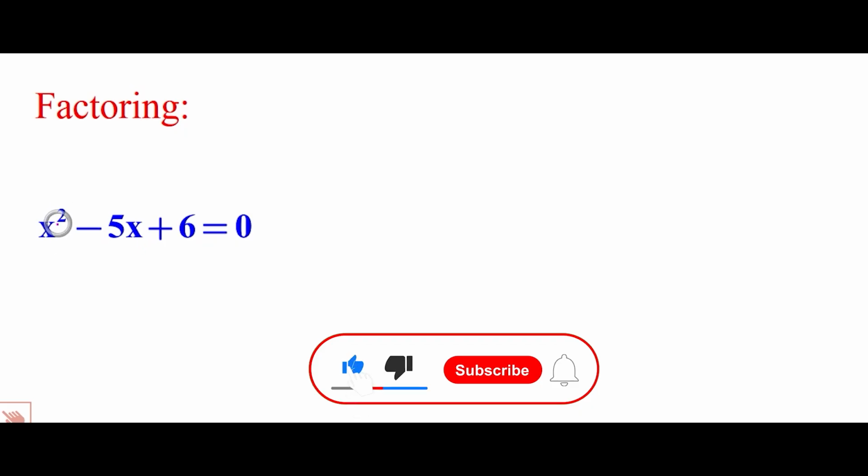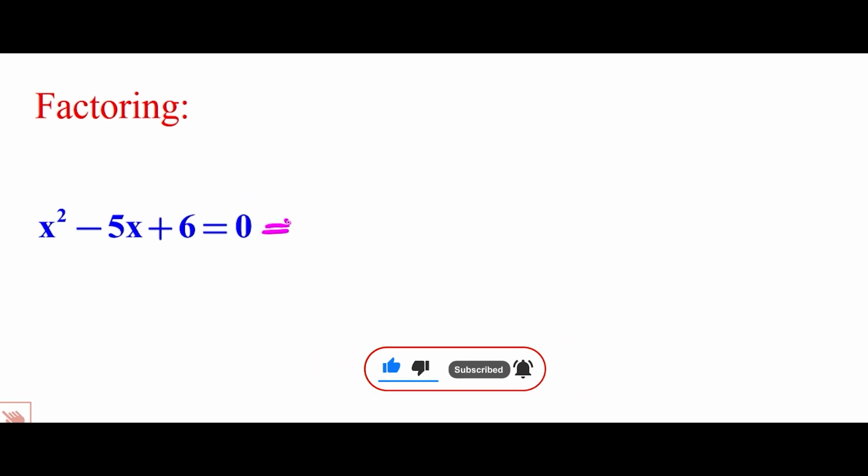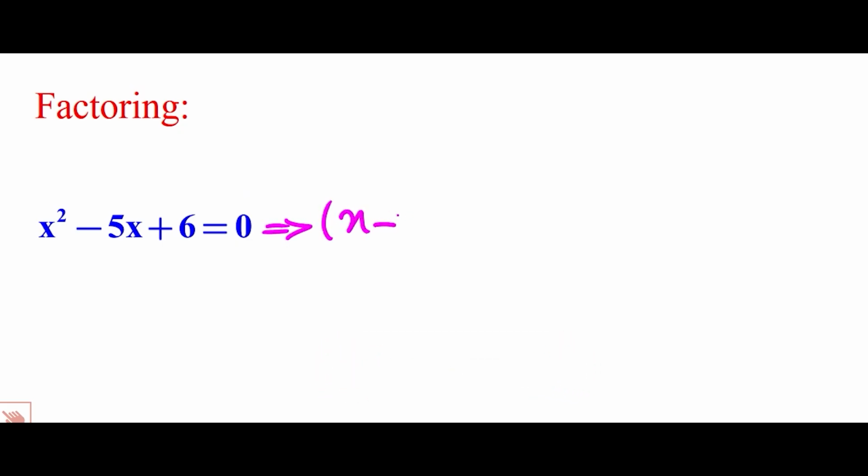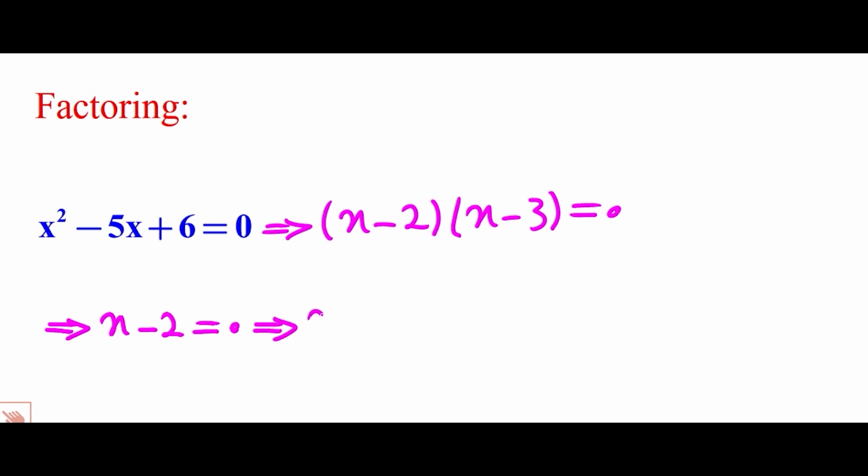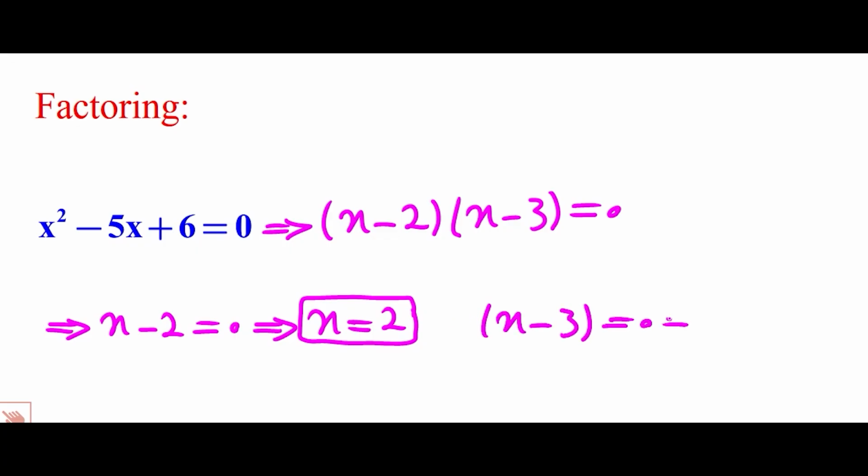factors. For example, x squared minus 5x plus 6 equals 0 can be written as x minus 2 times x minus 3 equals 0. Now we use the zero product property, so x minus 2 equals 0, so x is 2, or x minus 3 equals 0, so x is 3. So the solutions are 2 and 3.